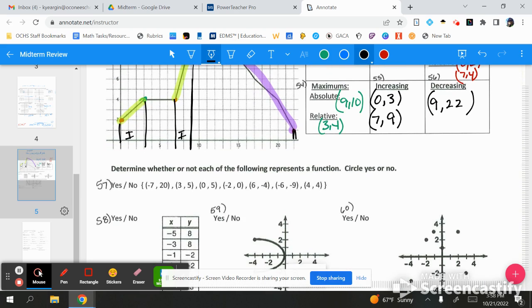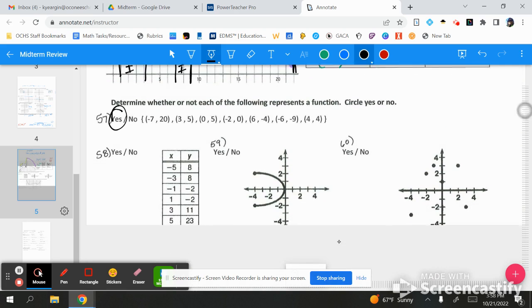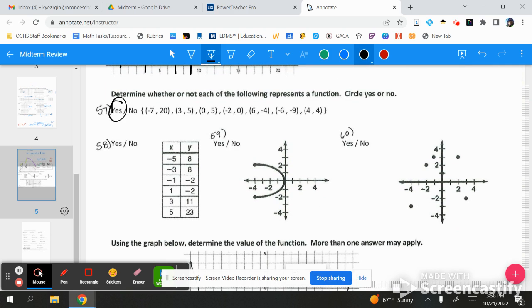The next part, we are checking to see if this is a function or not. Remember, if our x values repeat, then it is not a function. As I go through the list, -7 does not repeat, 3 does not repeat, 0 does not repeat, -2, -6. So yes, this is a function. We're only caring about our x values. Nothing repeats, so yes, this is a function.